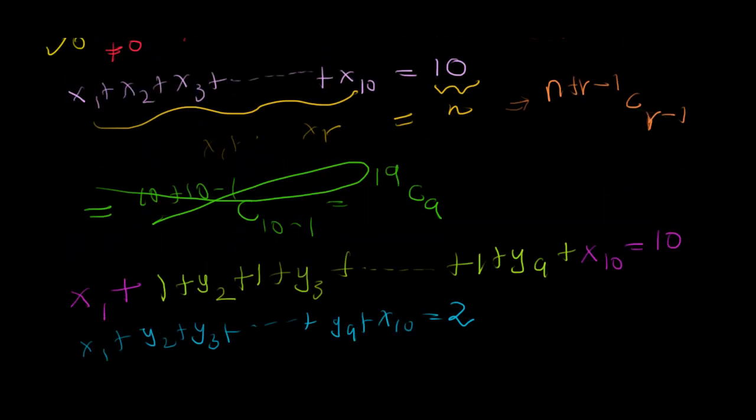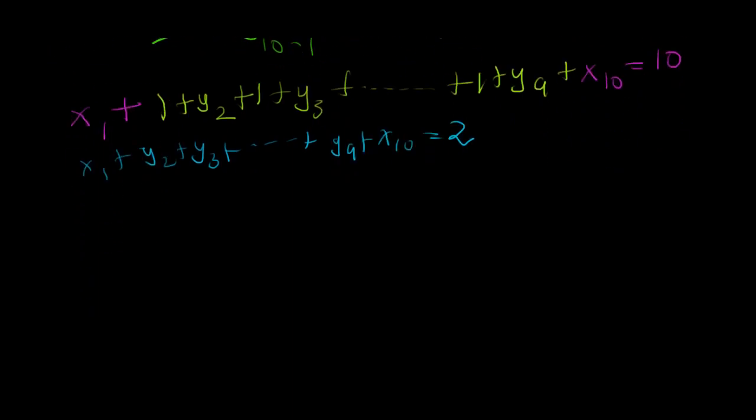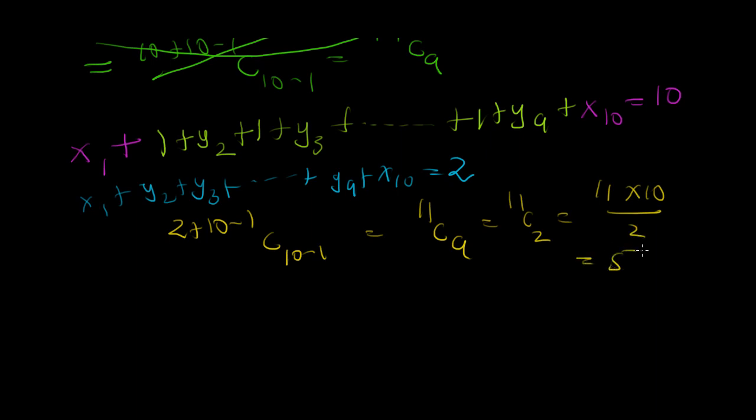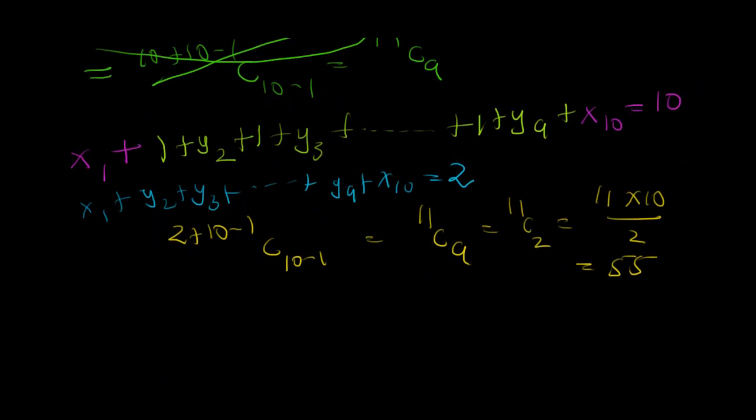Where is it? Yeah, n plus r minus 1 C r minus 1, right? So this is n, and r is 10. So what is the final answer? It is 2 plus 10 minus 1 C 10 minus 1, which is 11C9, which is the same as 11C2, which is 11 times 10 divided by 2, which is 55. So that is the total number of ways in which I can place these balls.